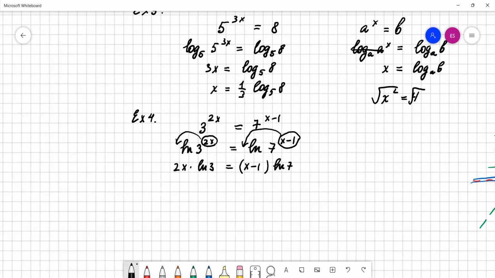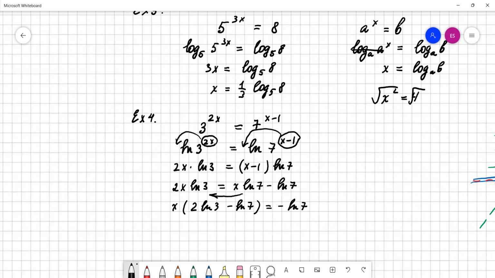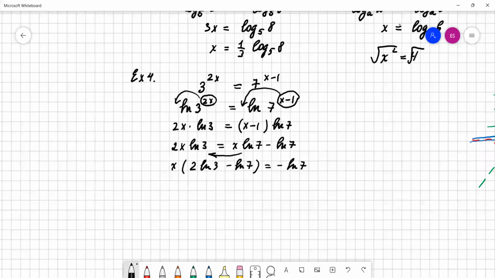What I'm going to do next, guys, my goal is to solve this equation, and to solve this equation, I'll need to isolate x. So here, I'm just going to have 2x ln of 3 copied. And on this side, I'll need to open parentheses: x ln of 7 minus ln of 7. Now I'm going to combine the x's together. So I'm going to move this x ln of 7 to the left side, and I'm going to take x outside of parentheses. So x is going to leave 2 ln of 3, and this ln of 7 is going to come with a minus because it crosses the equal sign, minus ln of 7. And the last step is going to divide by this number.